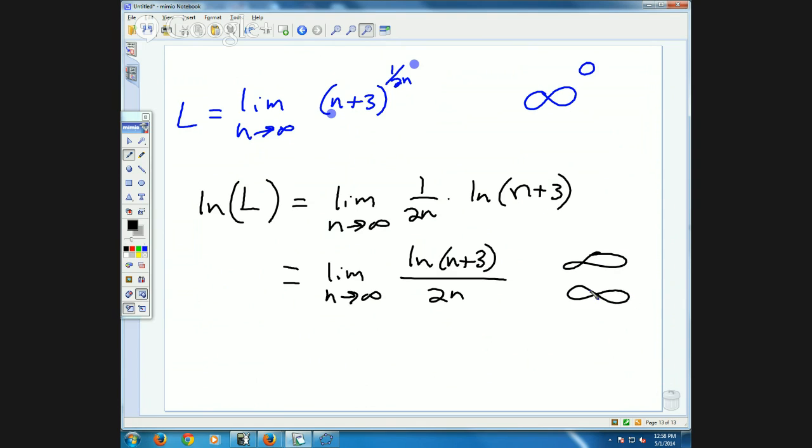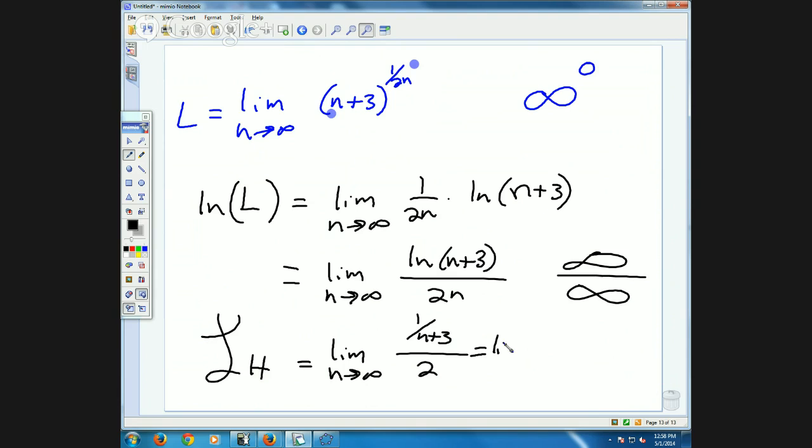Now we can use what? Now we can use L'Hopital's rule. So we apply L'Hopital's rule, and that gives us the limit as n increases. Derivative of the top is what? 1 over n plus 3. Derivative of the bottom? No, it's just 2. So now I have the limit as n increases of 1 over 2 times n plus 3. And that limit is, we finally get a limit, sort of.